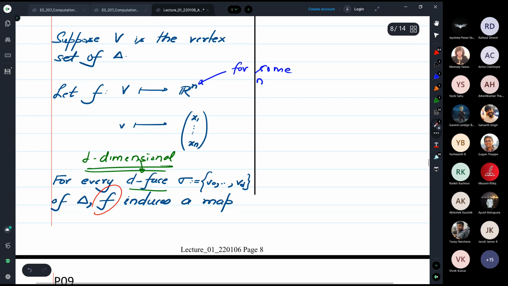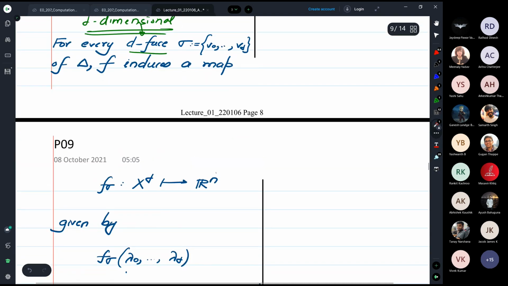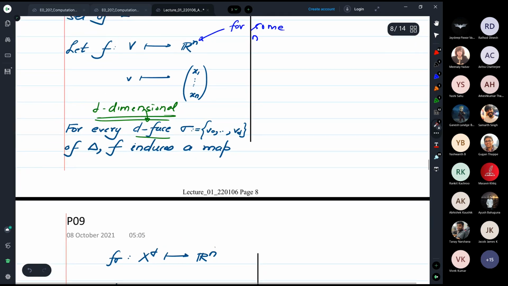over here induces another function, right? And what is that function? Well, I will denote it as f subscript sigma, right? And its domain is Xd. I will soon tell you what this Xd is, and the output is Rn, right? So whatever is the output over here, it is the same output.